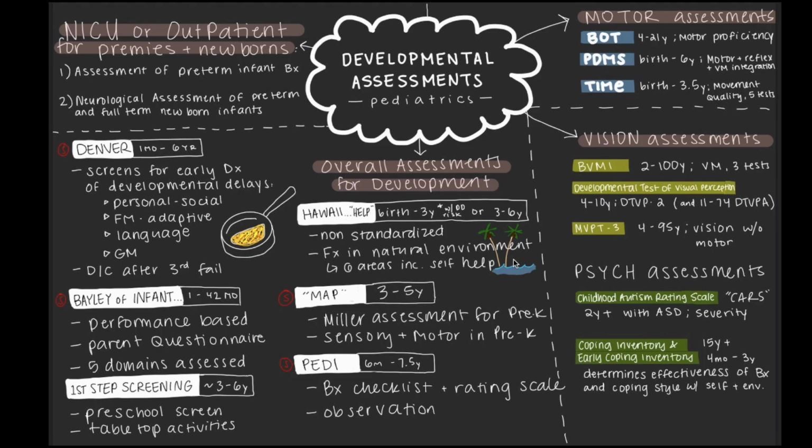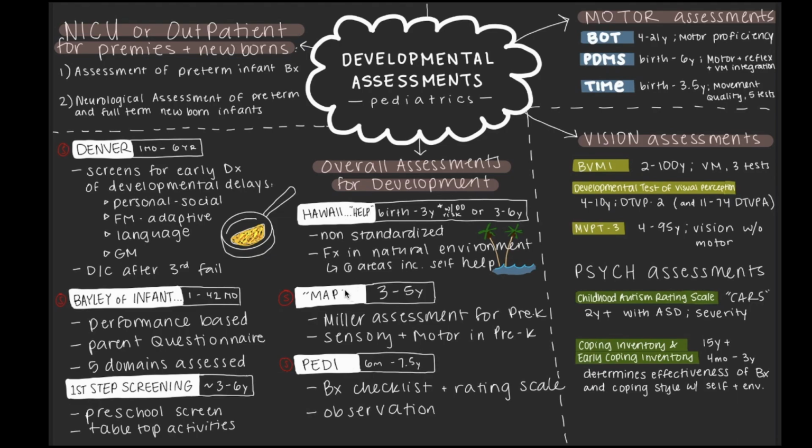So here I have drawn a little doodle of a Hawaiian island with palm trees and an ocean. So when you think of the Hawaii Early Learning Profile or the HELP, think about how beautiful the natural environment is in Hawaii and think about being assessed inside of Hawaii. There also are 6 different areas that are included in this assessment, and most notably self-help. That one stood out to me because it was different from the previous assessments.